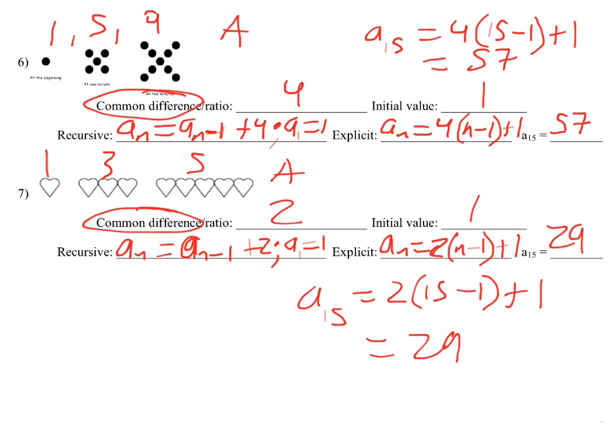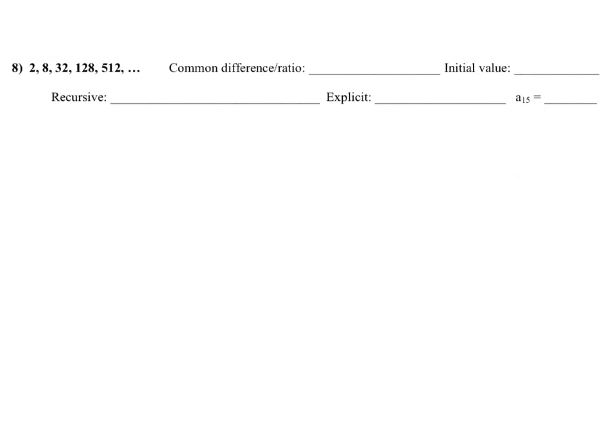29 there. And then that's going to bring us to number 8. This one is not arithmetic, it is timesing by 4 every time, so it is geometric, which means we have a common ratio of that number 4 that we're multiplying by each time. The initial value is the first term in the sequence, which is 2. The recursive function for geometric sequences starts with this, and you need to tell what number you need to multiply by every time. That's 4.